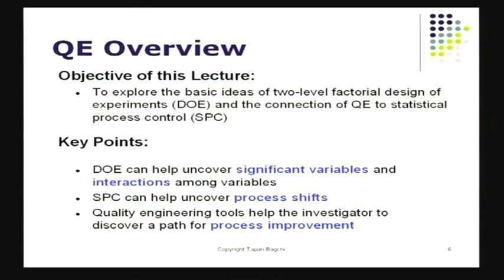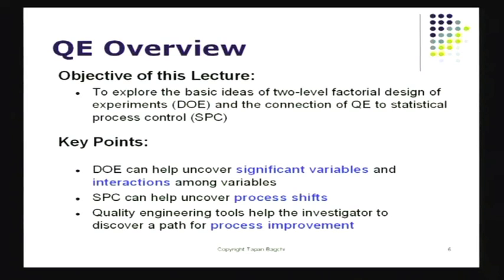Now, what is quality engineering? Let's just try to take a look at this. The objective of this lecture is that we will try to see what two-level factorial designs can do for us. In fact, what we are really trying to understand is what we gain by going to a multi-factor experiment as opposed to a single-factor experiment.